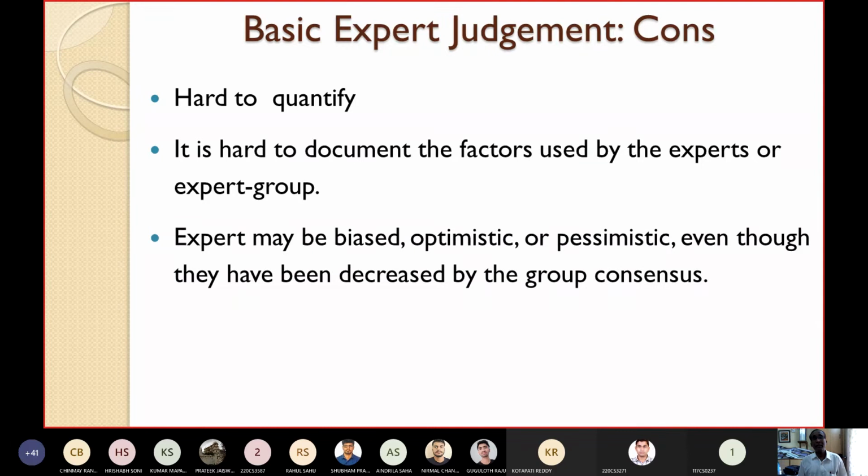Experts may be biased. Another important drawback: the experts that we have chosen may be biased. Some political pressure may be there. They might be biased towards a particular person or a group of persons. They may be optimistic or pessimistic, even though they may have been tempered by the group consensus. So obviously biasness means the estimation will be incorrect. So these are some of the drawbacks of the basic expert judgment technique.